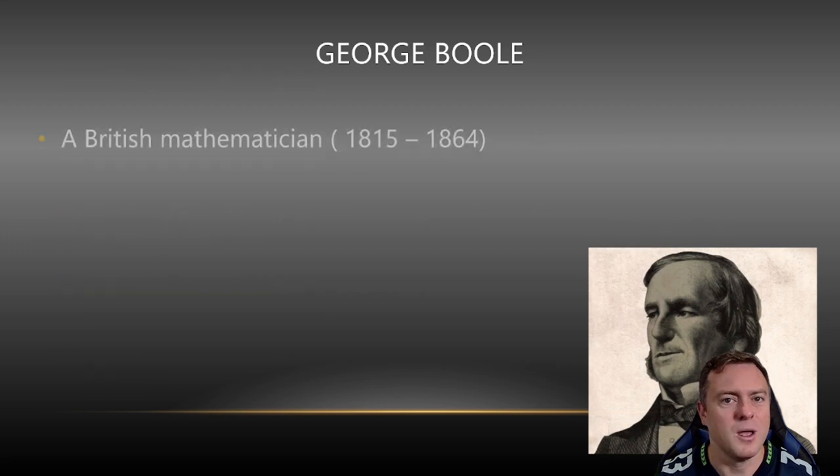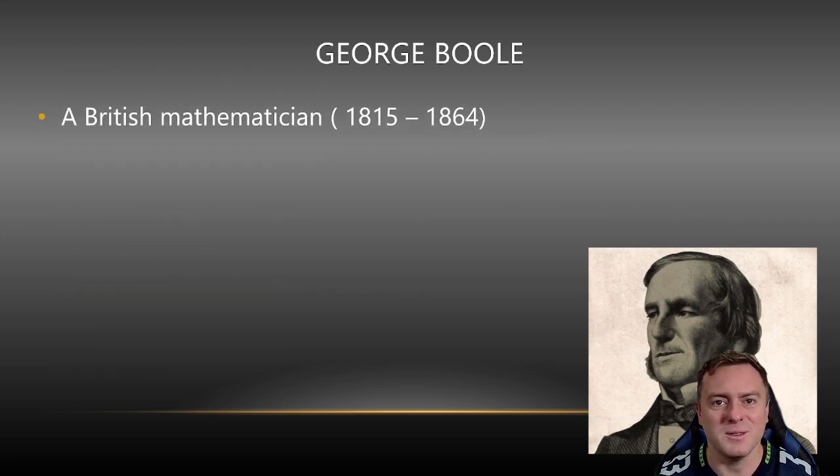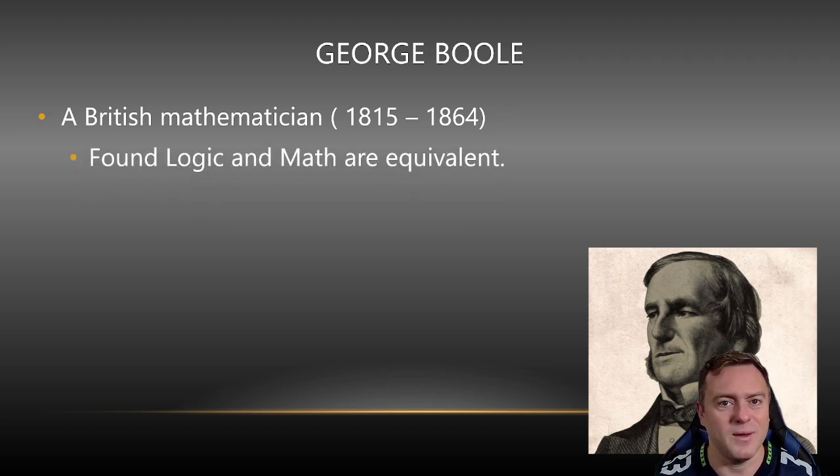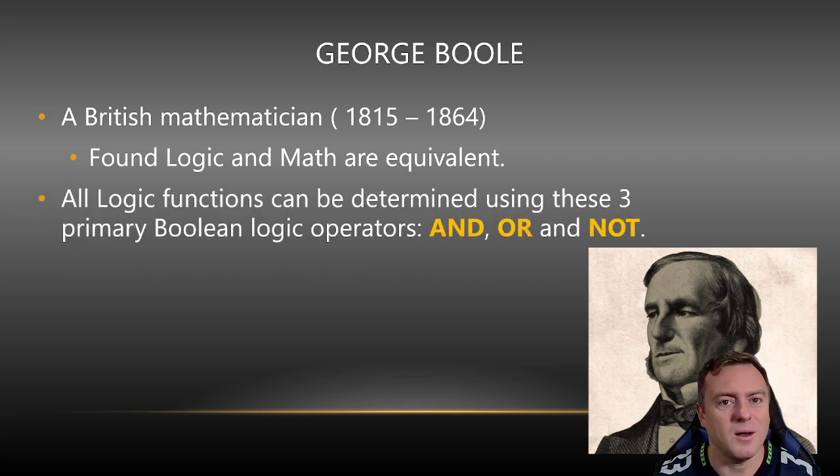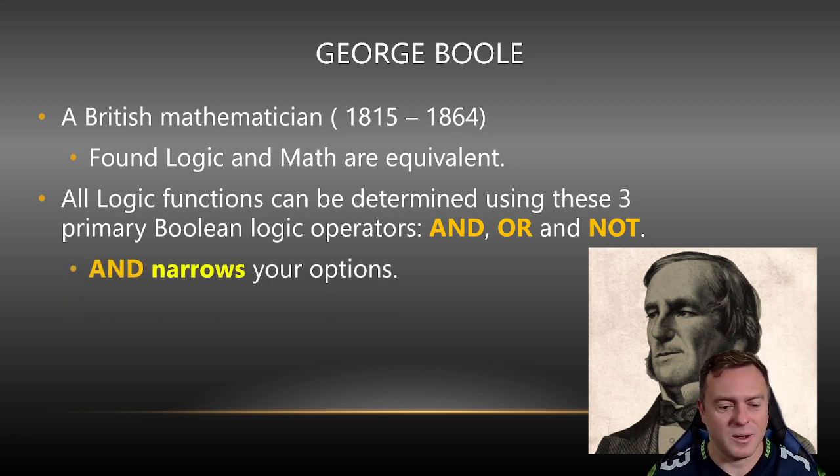So George Boole, way back in the day, even before computers really existed, was a mathematician who basically invented the whole of logic and math. He found that there was an equivalence and an overlap between logic and math. And he found that all logic functions are determined using these three primary Boolean operators, which are and, or, and not. So what he found was that and narrows your options. If I want, I don't know, a burger and fries, I'm only happy if I get both of those things. So it narrows it down.